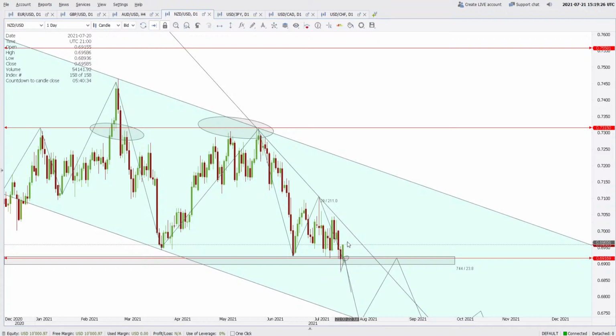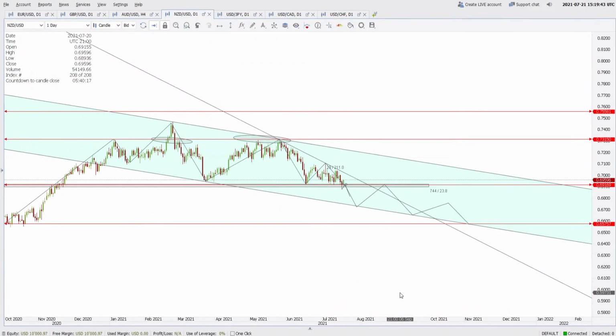I think it will go down eventually, but if the US dollar is weak against the New Zealand dollar, then there is a possibility that the price will keep going upward to test this channel resistance line, and if that is broken, then 0.7315 will be the next resistance that price will encounter.